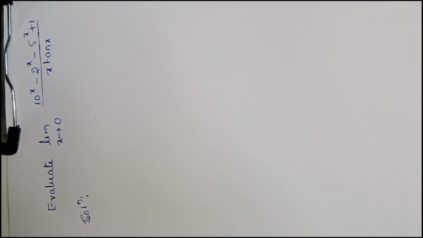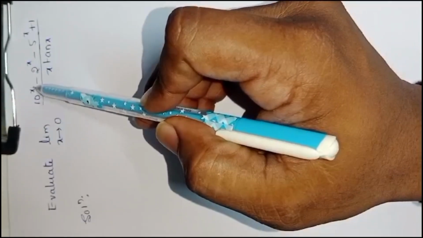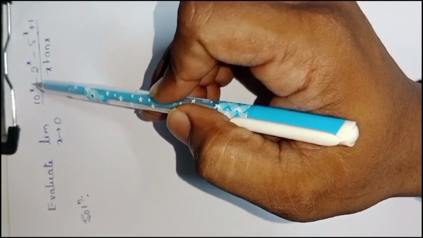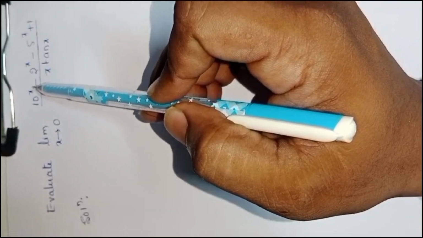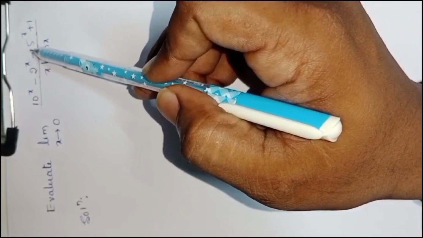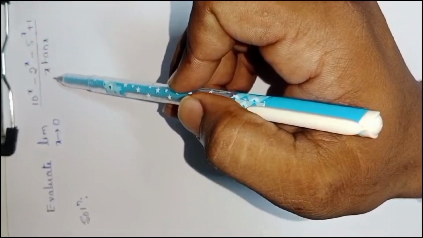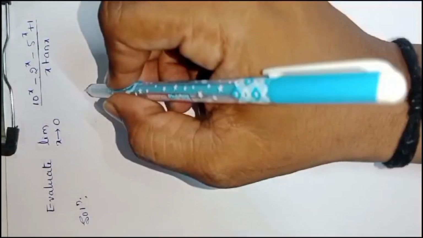First of all, check the form. Put x equal to 0 in that function. 10 raised to 0 is 1, 2 raised to 0 is 1, 5 raised to 0 is 1, so 1 − 1 − 1 + 1 becomes 0. In the denominator, x into tan x is 0 into 0, so it is in the form of 0 by 0.